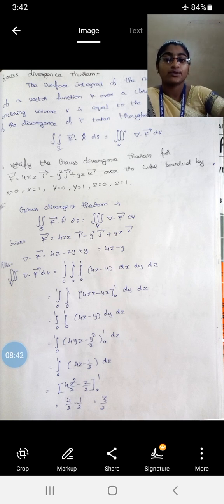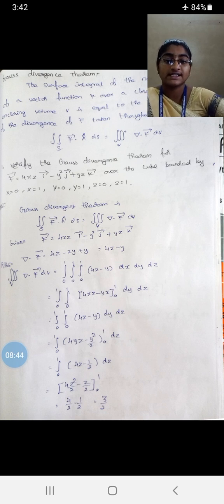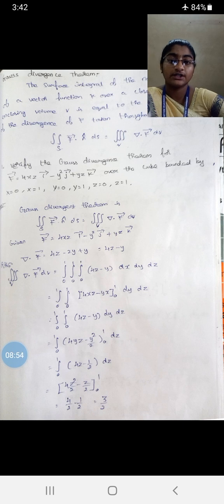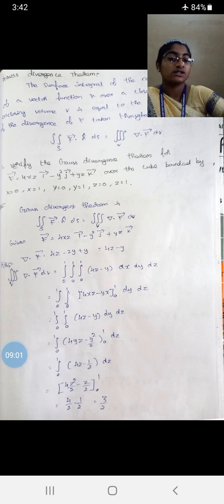Both the sides must be equal, then we can prove that the Gauss theorem is verified. First of all, see the problem. Verify the Gauss divergence theorem for f vector is equal to 4xz i vector minus y square j vector plus yz k vector over the cube bounded by, so the planes are given x equal to 0, x equal to 1, y equal to 0, y equal to 1, z equal to 0, z equal to 1. So for our right hand side formula there is a triple integral, so we can substitute the inner integral as x, then y, outer integral as z. So all the integral values lie between 0 to 1.